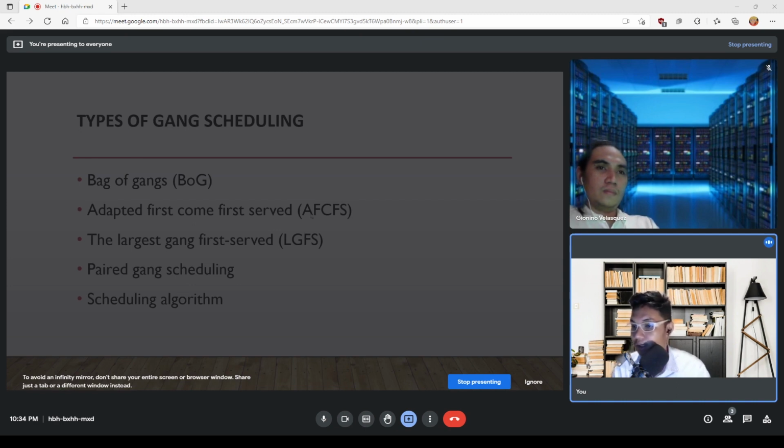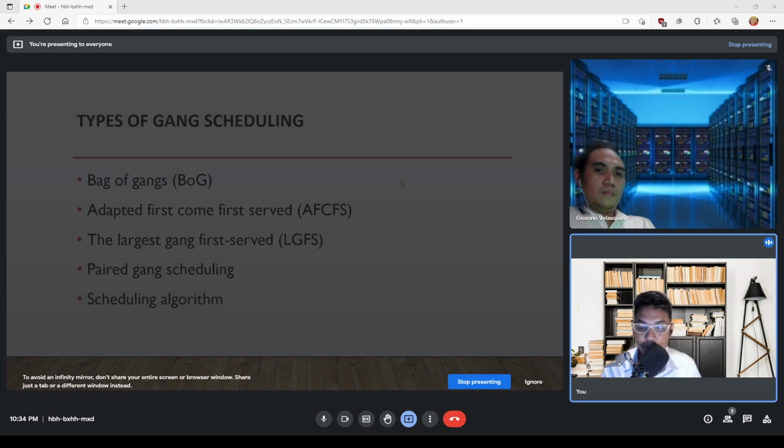So the next one is adaptive first come first serve, or AFCFS. In the AFCFS scheme, once a job arrives at the system, the job will not be scheduled unless enough processors are available for the next execution of the respective job.